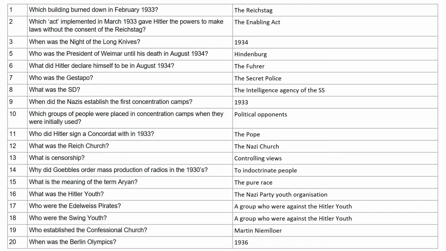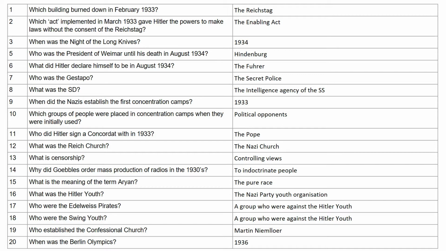Remember, this means he doesn't need to use the Reichstag, he can just pass any law that he likes. So that's effectively the end of democracy. The Night of Long Knives was in 1934. Remember, he's getting rid of the SA, so Ernst Röhm, because he saw Röhm as a threat.